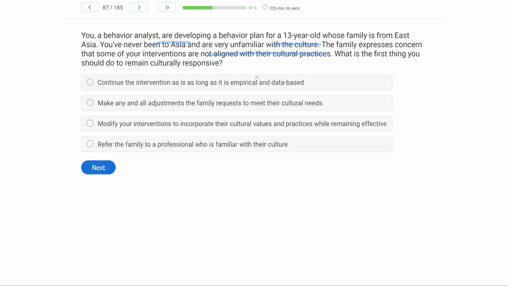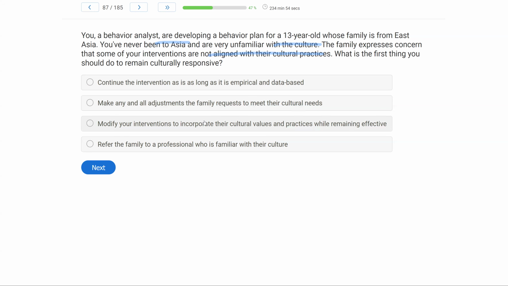What can you do? A, continue the intervention as is, as long as it is empirical and data-based. Very important that we are empirical and data-based, but we have to involve the stakeholders, and we want to make sure our treatment plans are person-centered, right? We want to make sure they fit into the socially valid lives of our clients. B, make any and all adjustments to family requests to meet their cultural needs. This is the other side of the coin. Just because we want to get the family involved and be person-centered, you're still the expert and you still need to do what's best for the client. And so there are times where you need to push back on suggestions.